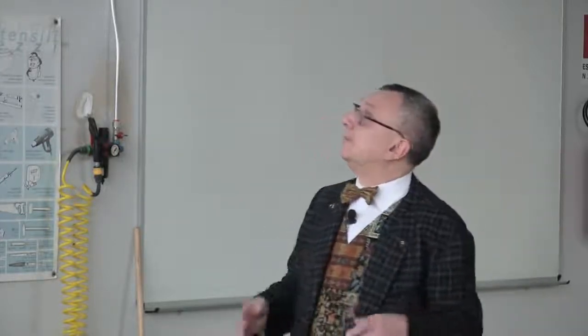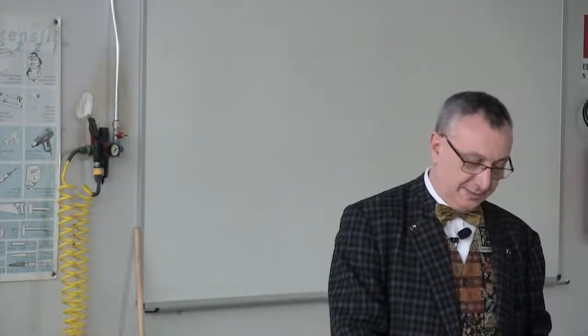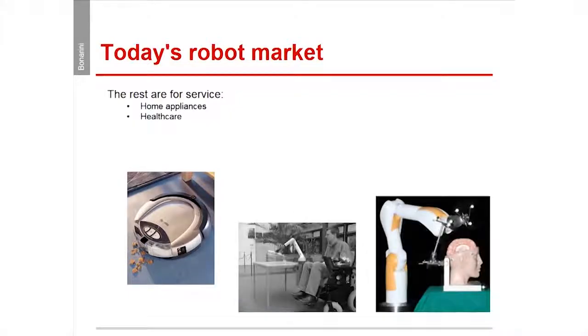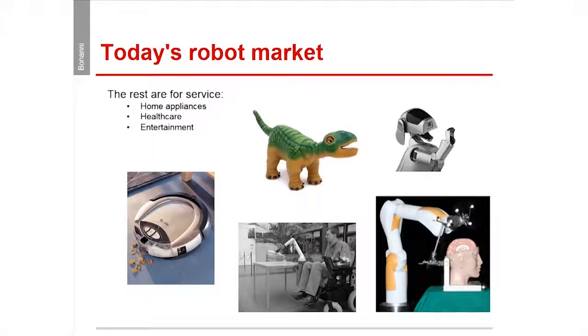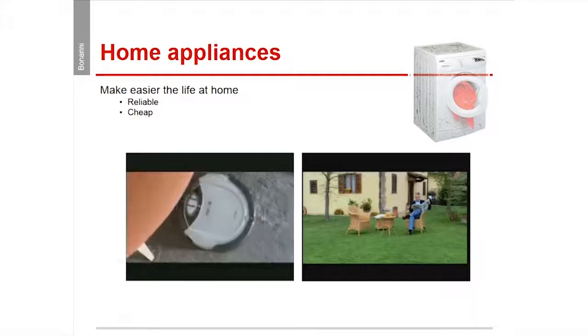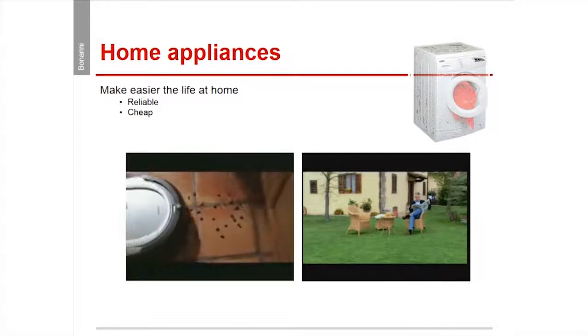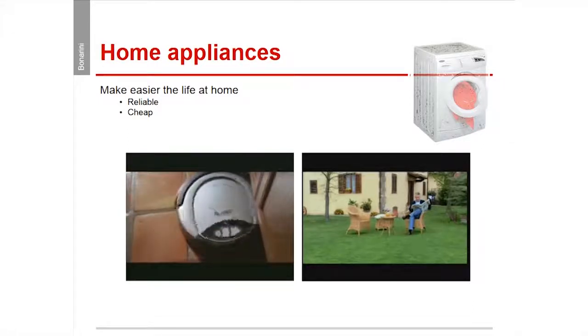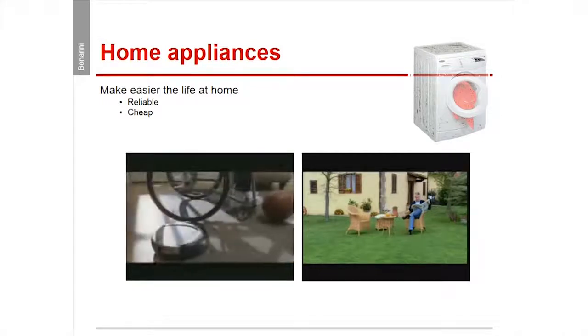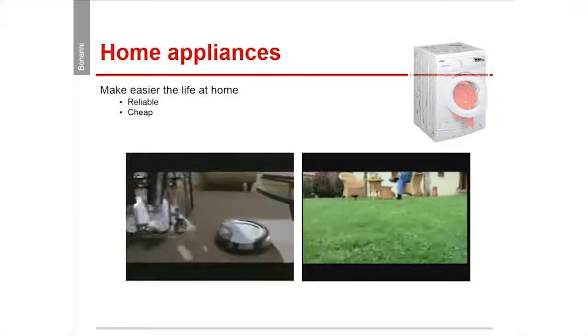All the other robots are for service, and these are the ones that will increase their presence on the market in the next years. We have home appliances, we have healthcare, we have entertainment, and some other kinds of things. So we have things like these cleaners. These are more or less autonomous. It depends on the cleaner. Some of them have a camera to decide where to go. Others just go until they reach a wall and then go back. So they go more or less randomly.